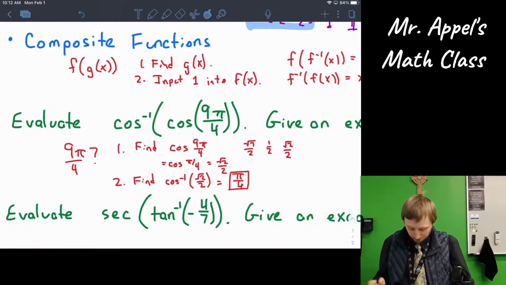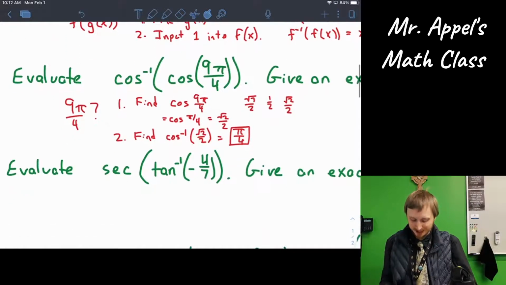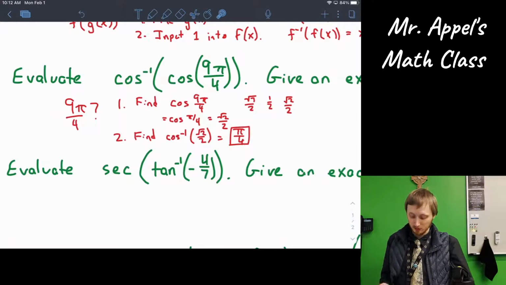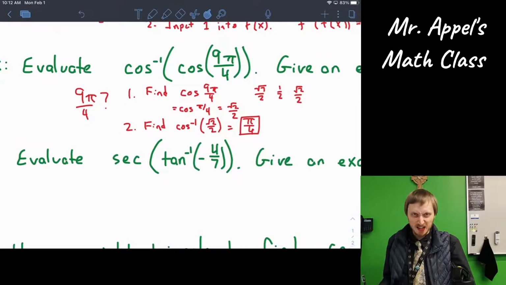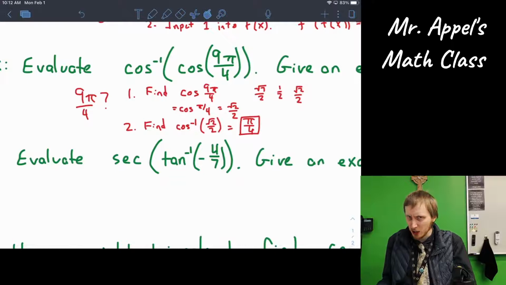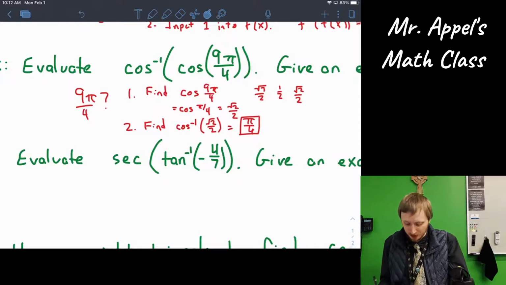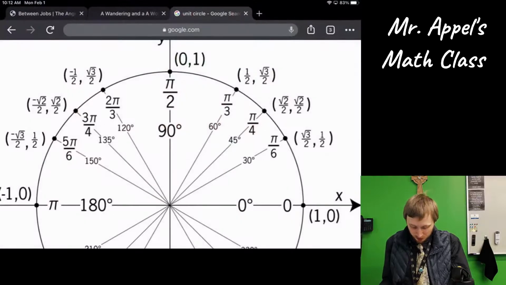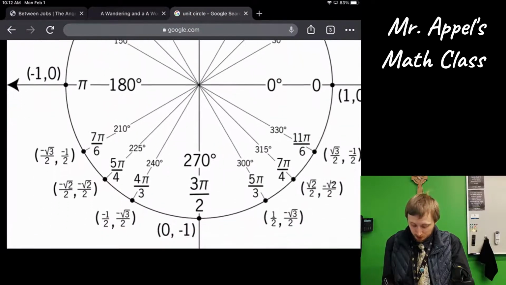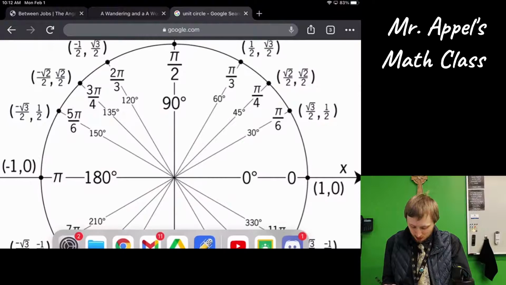Let's do another one. Let's do secant of inverse tangent of negative 4 over 7. Give an exact value. Negative 4 over 7. Mr. Apple, where the heck is negative 4 over 7 on the unit circle? I memorized my unit circle pretty good. There's no negative 4 over 7. There are no 7s on this unit circle. There wasn't even a pi in that, right?